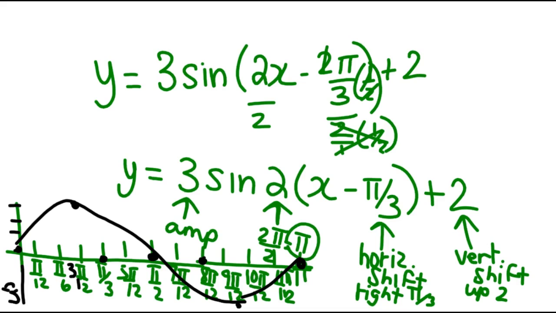This point is 3 over 12 pi, sorry. So it's technically like pi over 4. I had it as pi over 2. Make sure you make that correction.